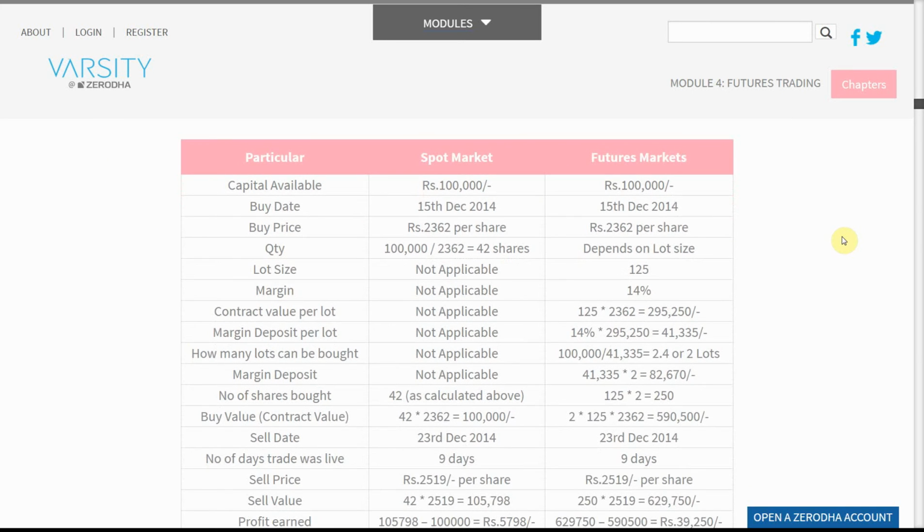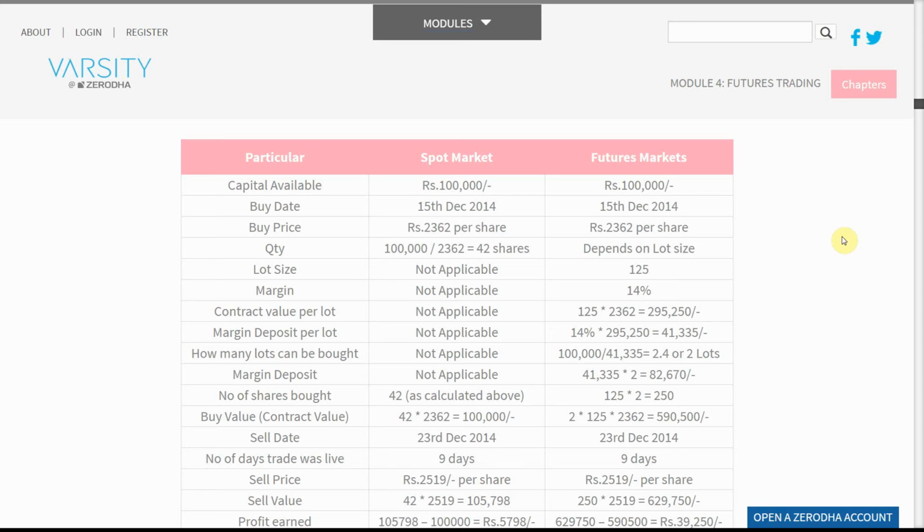Capital available: 100,000 rupees, 100,000 rupees. Buy date: the 15th of December 2014, 15th December 2014. Buy price: 2,362 rupees per share, 2,362 rupees per share. Quantity: 100,000 / 2,362 equals 42 shares; depends on lot size. Lot size: not applicable; 125. Margin: not applicable; 14%. Contract value per lot: not applicable; 125 asterisk 2,362 equals 295,250. Margin deposit per lot: not applicable; 14% asterisk 295,250 equals 41,335. How many lots can be bought: not applicable; 100,000 / 41,335 equals 2.4 or 2 lots.